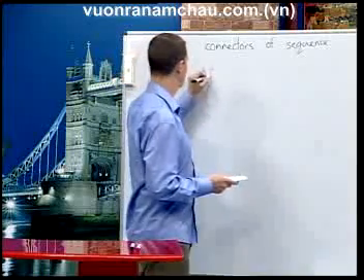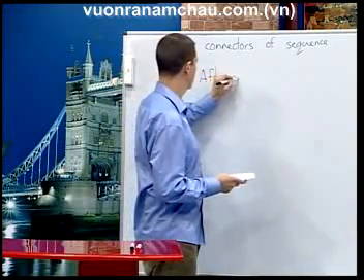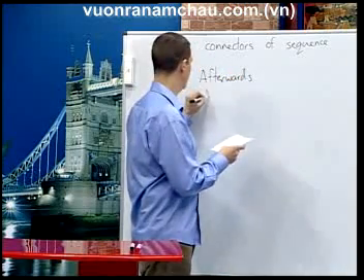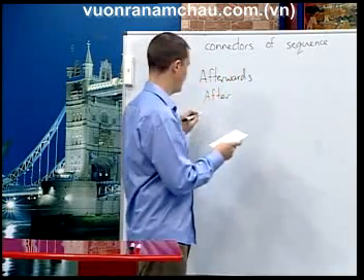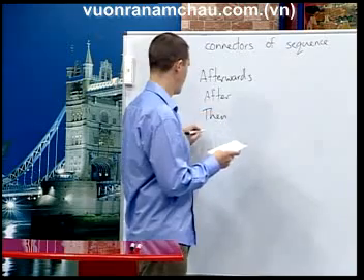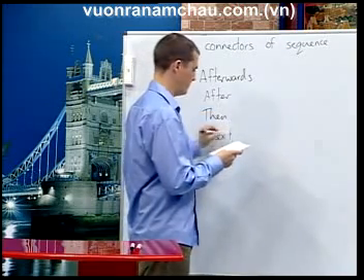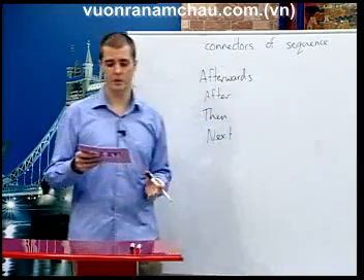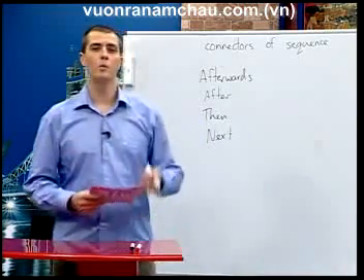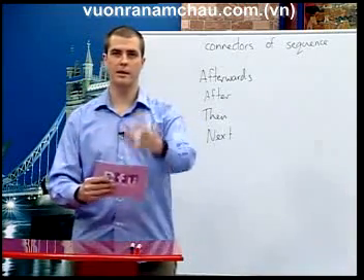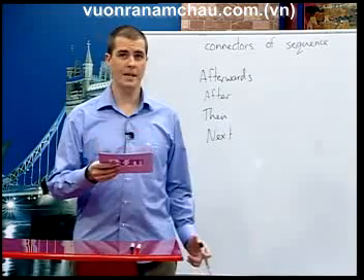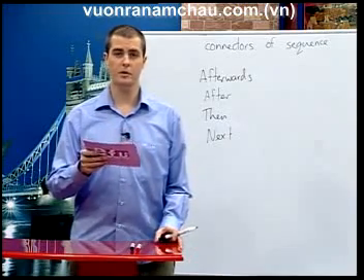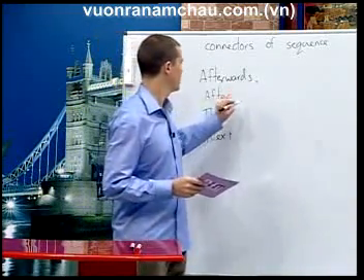After, then, and next are all connectors of sequence. We use them when one event follows another. They usually begin the second sentence and a comma is used after the connector.